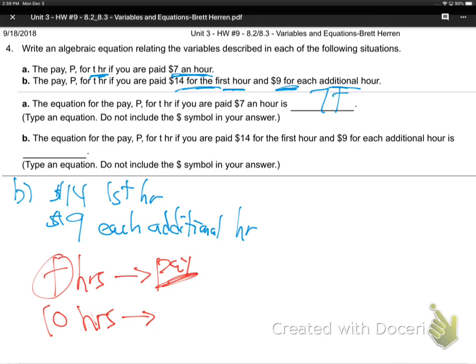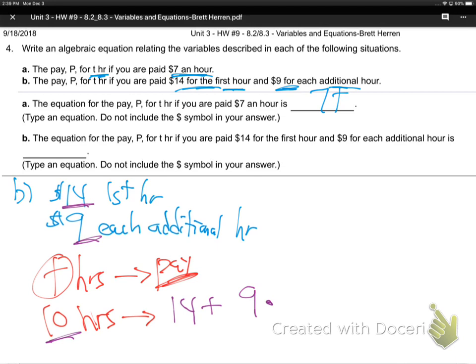What are we doing? We have any good thoughts? So what would we do for 10 hours? Let's talk about the 10 hours. What would you do for 10 hours? Somebody said, you're getting 14 for the first hour, 9 for each additional hour. You worked for 10 hours. How would we figure out the money? What would we do first? Put 14? Yeah, because you get 14 for that first hour. Plus, then what? Then we have 9 hours left. 9 hours left.